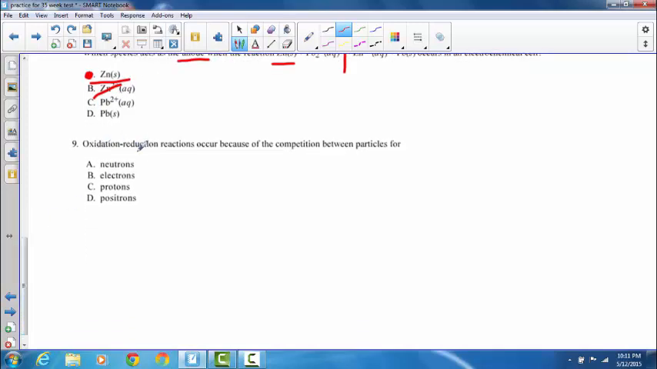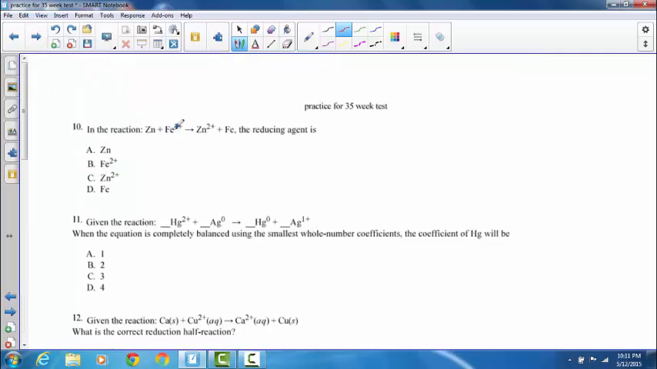All right, number 9. Oxidation reduction reactions occur because of the competition between particles for electrons. Oxidation is losing the electrons, reduction is gaining the electrons. In the reaction, the reducing agent. Now, when you see this word agent, agent means the cause of. So the cause of reduction is what is being oxidized. So you always want to remember that word agent means what causes this. So you think of the opposite things. What is being oxidized? So zinc is going from a 0 to a +2, so zinc is oxidized. So that would be our reducing agent.